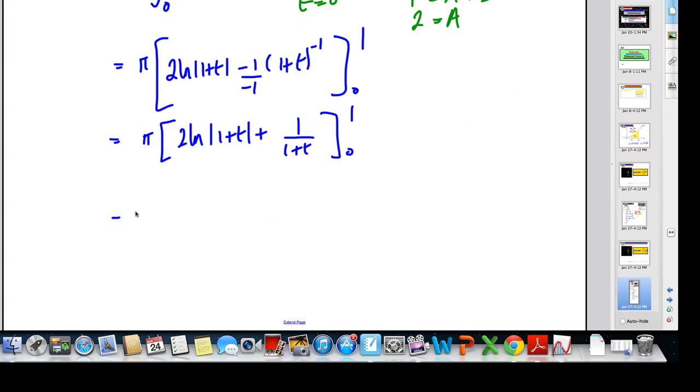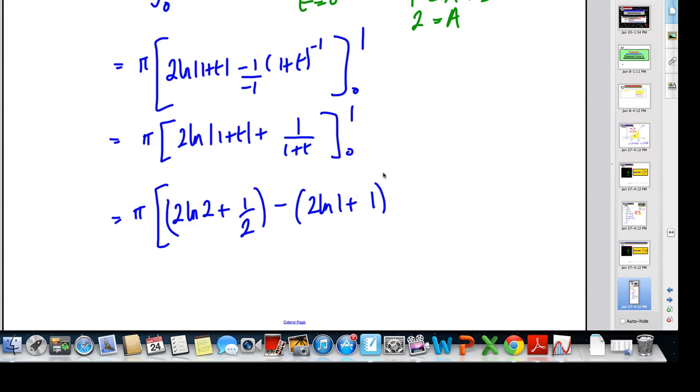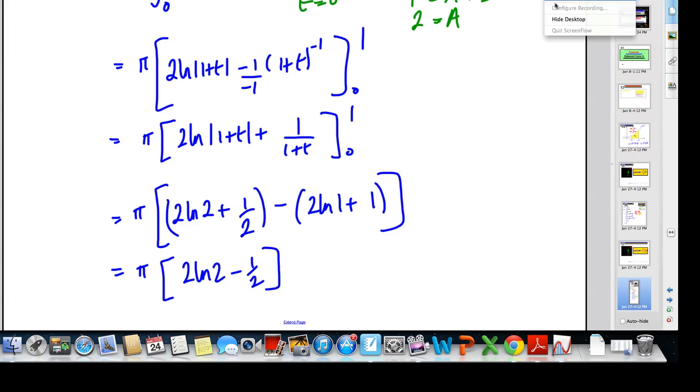Put 1 in, you get pi, and it would be 2 ln 2 plus a half, and put 0 in, subtract 2 ln 1 plus 1, and it would be pi, 2 ln 2, a half minus 1 would be minus a half. And that now is my answer for the volume, and I have done this question.